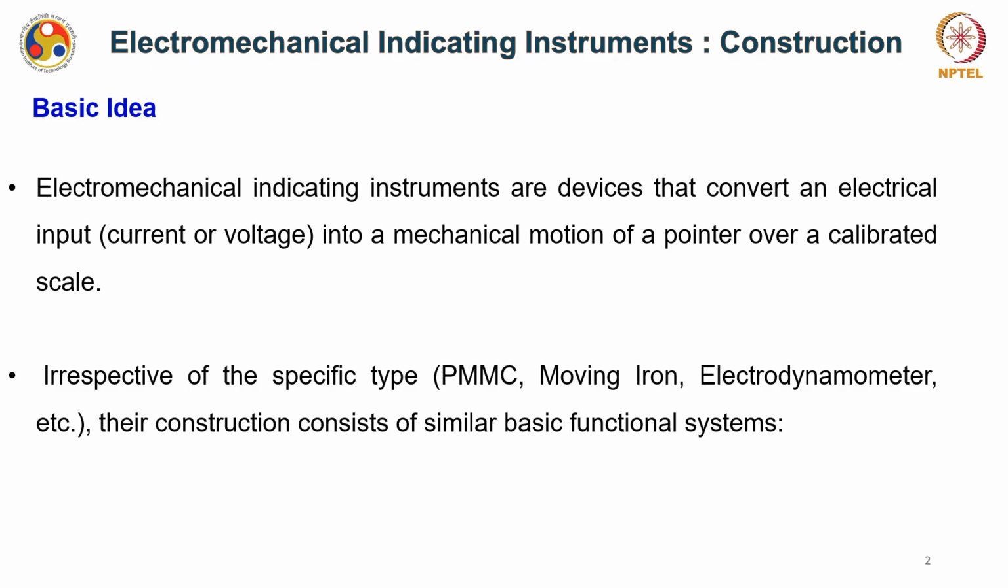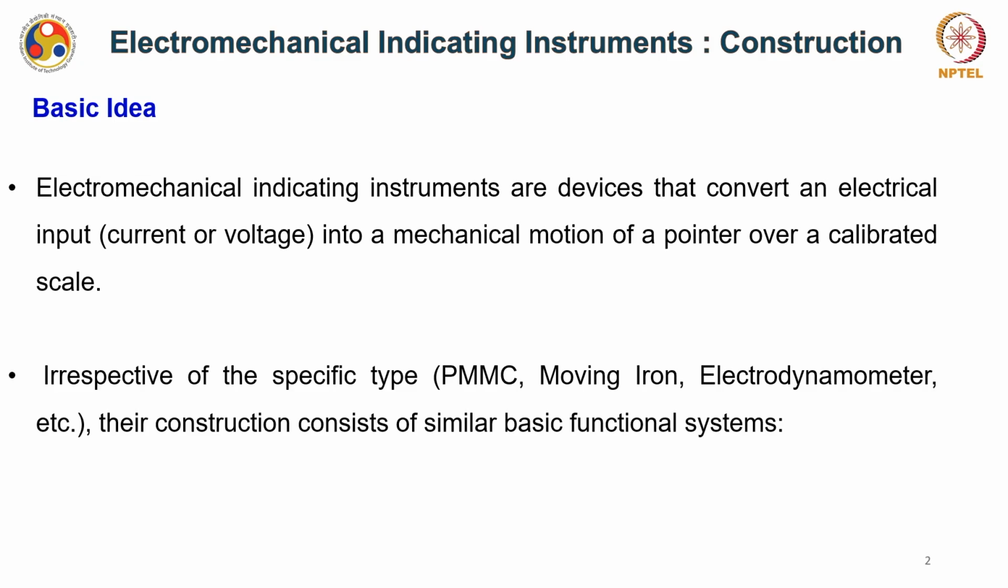But before we actually jump into the ammeters, let us quickly see the basic construction of an electromechanical indicating instrument, because all these ammeters, voltmeters or whatever we talk about are actually electromechanical indicating instruments, because we are discussing these analog meters. Okay. So, the basic idea is the electromechanical indicating instruments are the devices which convert electrical input, mostly in the form of current or voltage, into certain mechanical motion, particularly the rotational motion or, say, deflection of a pointer over a calibrated scale.